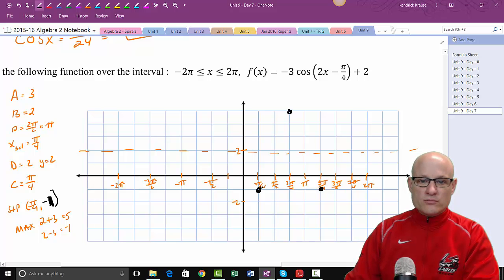So in between here and here would be zeros. That means this one would be a 0. This one would be a max. This one would be a 0. So this would be a 0. This would be a max. This would be a 0. This would be a min. This would be a 0. This would be a max. This would be a 0. This would be a min. This would be a 0.